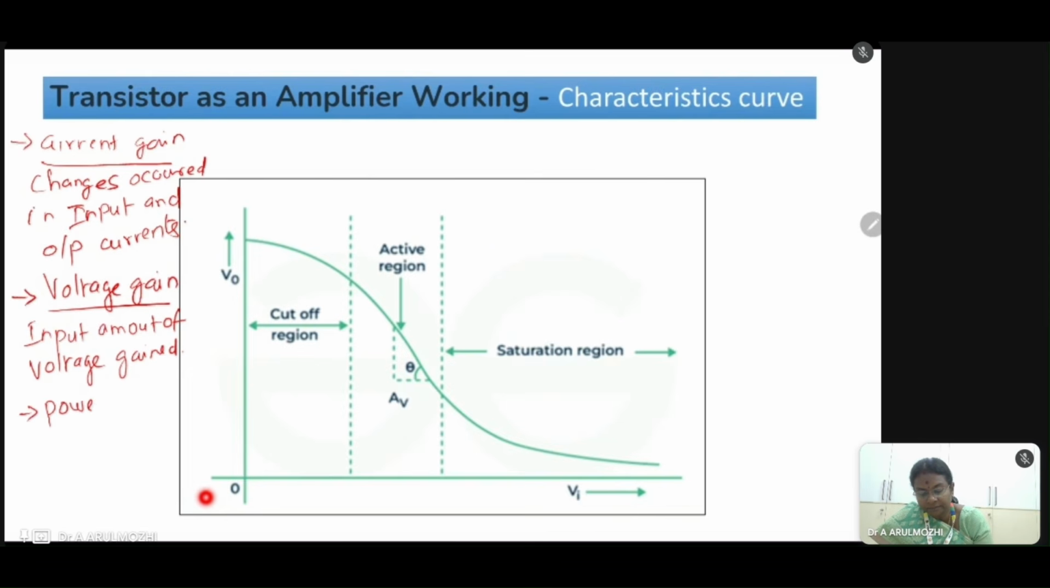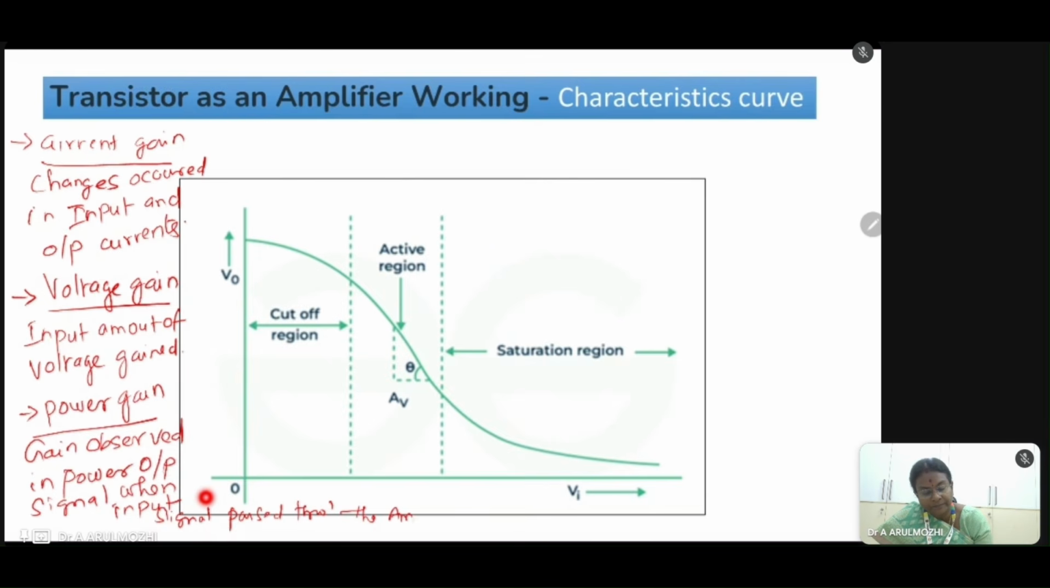And the third one is the power gain. The power gain is the gain absorbed in the power output signal when the input signal is passed through the amplifier. This is called the power gain.